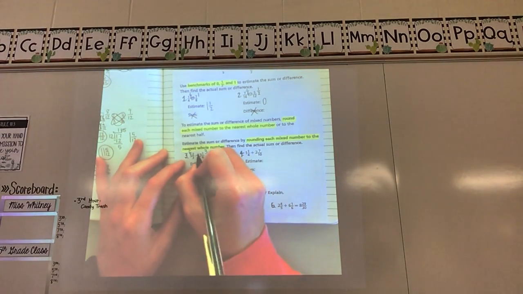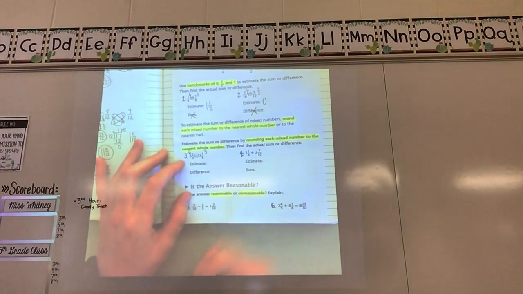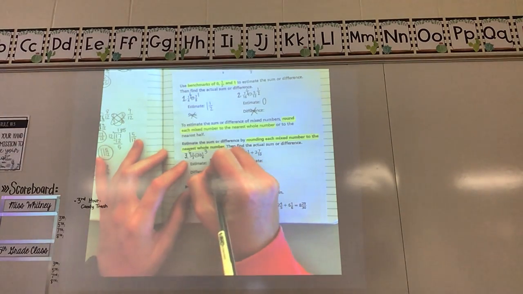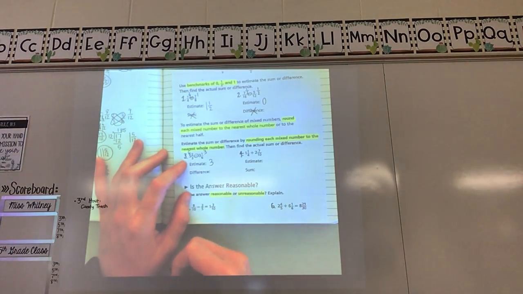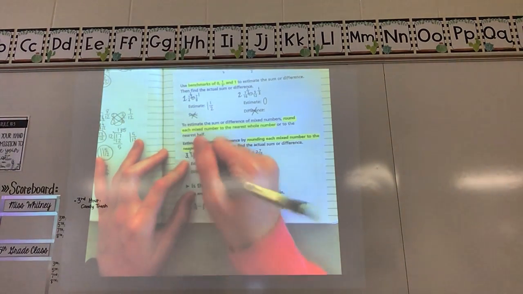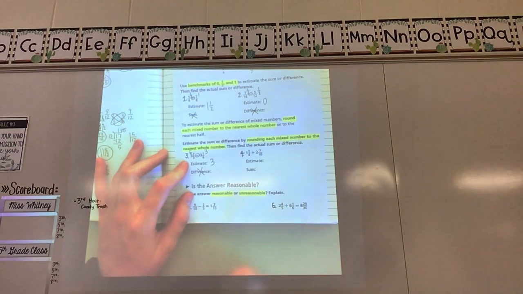And then look, they're asking me to subtract. So 6 minus 3, what would 6 minus 3 be? 3. So my estimate is 3. When I get my real answer, it should be pretty close to 3. Remember, we're not going to find the real answer today because we're just practicing with our estimate.